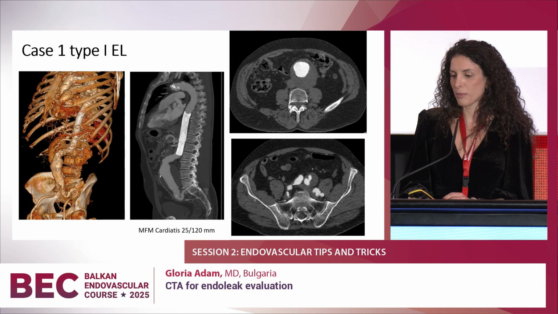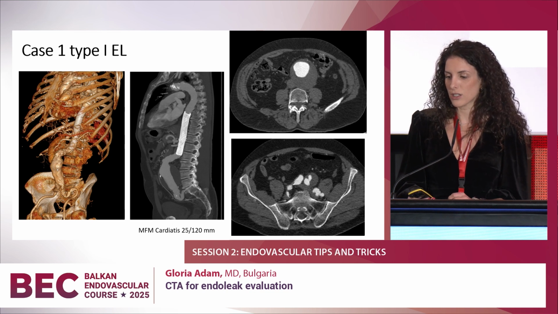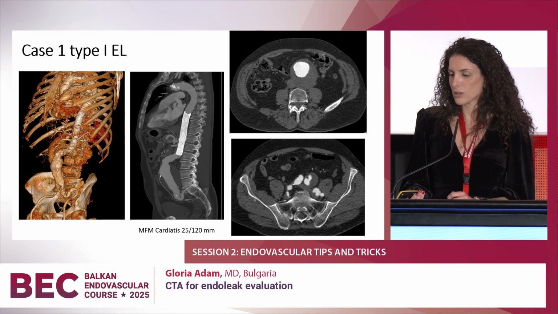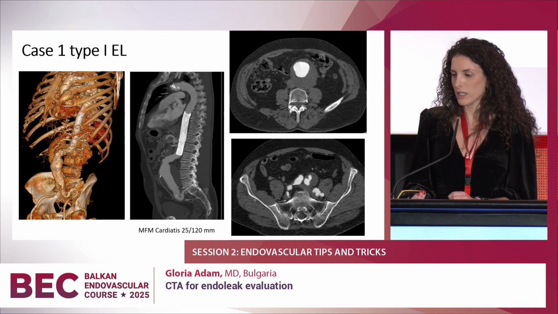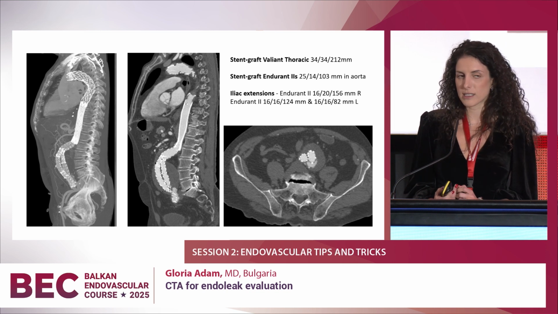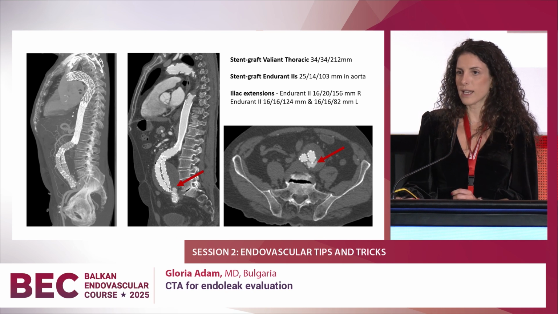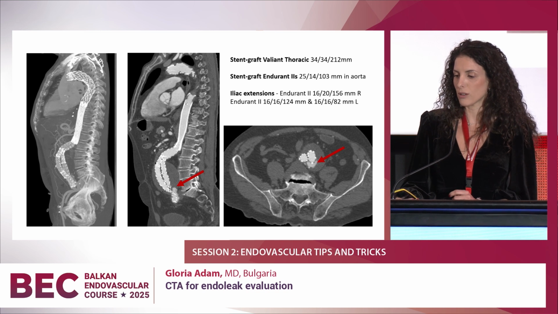This is the first case of a patient with abdominal aortic aneurysm. Before, there was an MFM stent graft put in the thoracico-abdominal area due to dissection. And you see also aneurysm of the iliac arteries. Then what was done, an Endurant stent graft with iliac extensions was put in the abdominal aorta and also a Valiant thoracic stent graft due to the dissection. But what else can we see? We can see an endoleak, which is type 1B in the distal part.